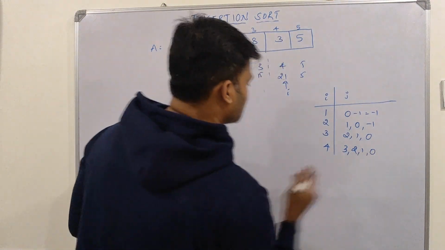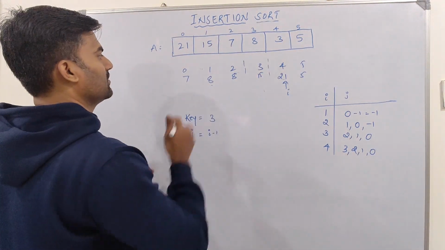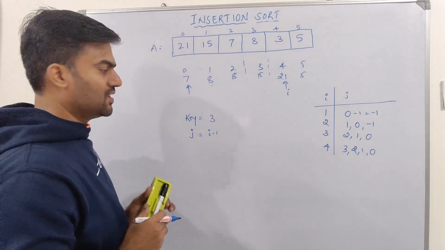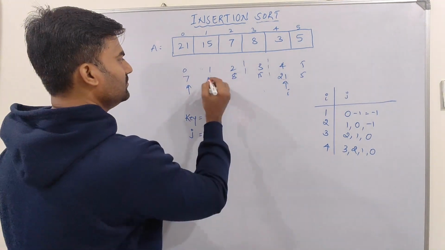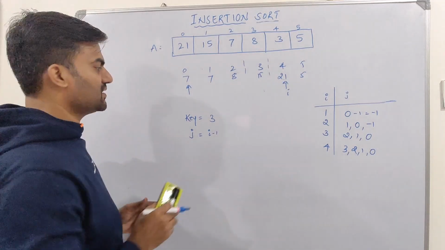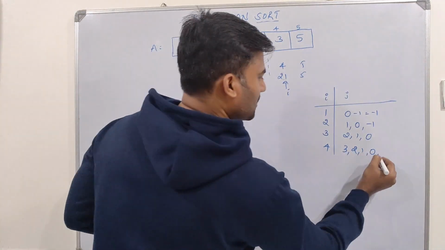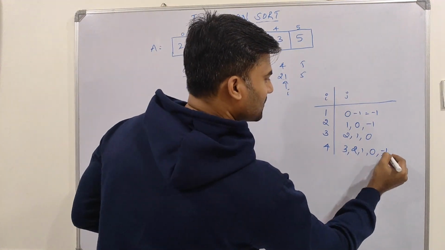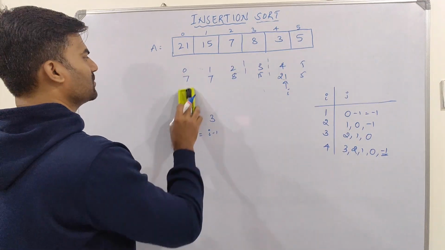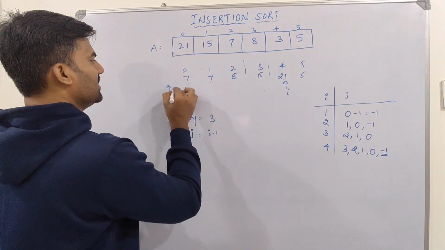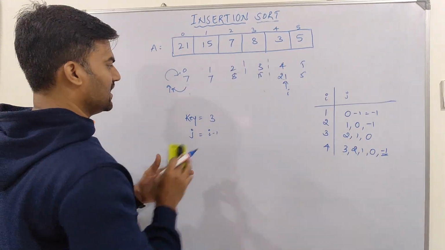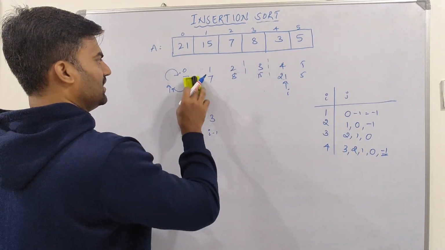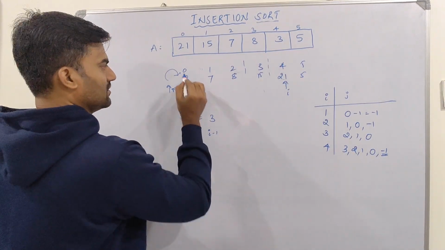This comes to 0. Okay, 7 is still greater than 3, so this gets replaced. Now my j goes to -1. So once it goes to -1 outside, I'll stop. Then what I will do, I'll increment this and I'll place my key here.